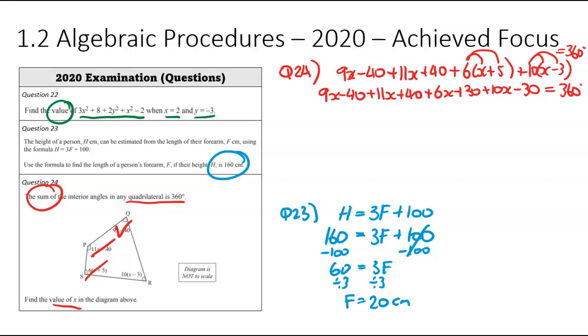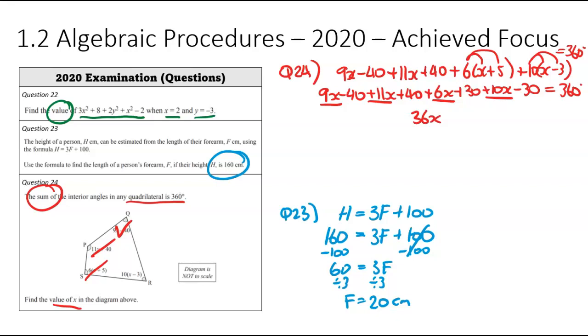I'm now going to group together all my like terms. So I'm going to add up all of the x's across my expression. So these two here gets me to 20x. I'm now up to 26, and then I now get to 36. So that there is going to be 36x.